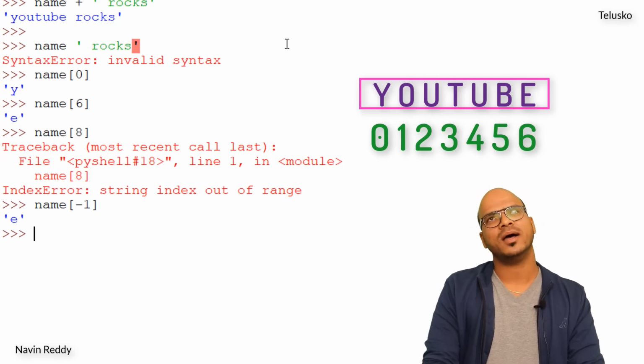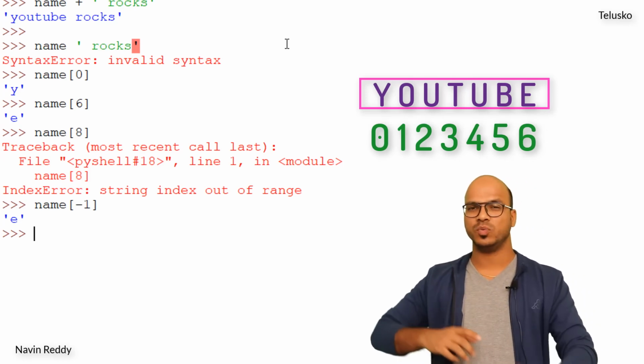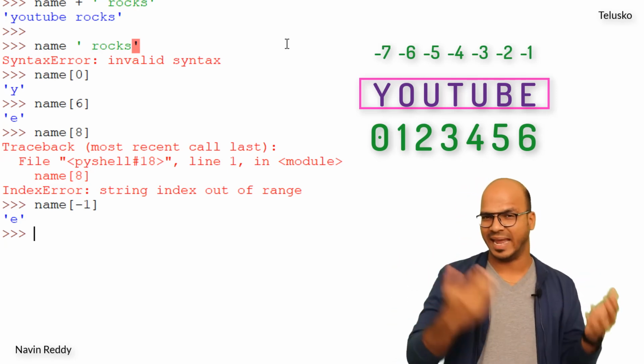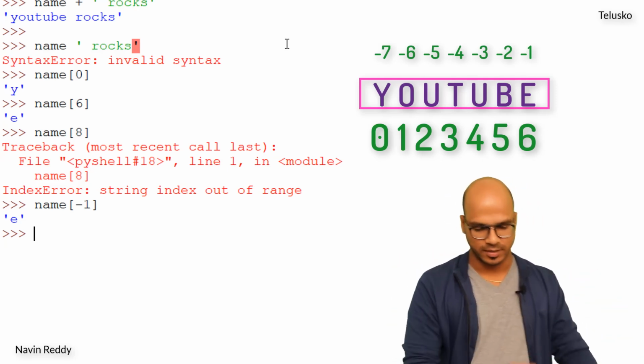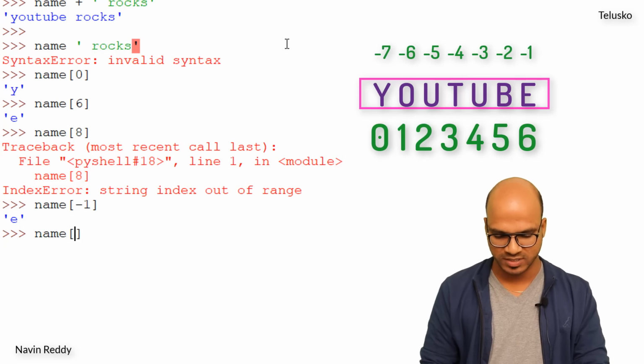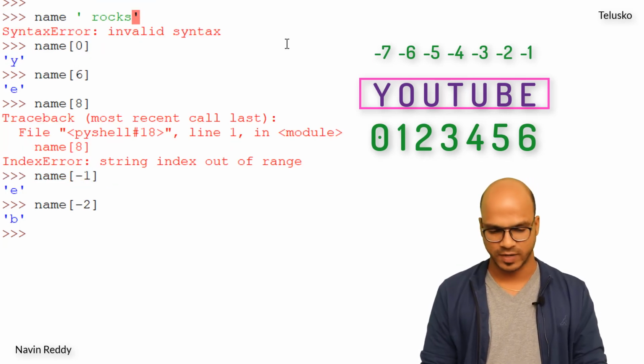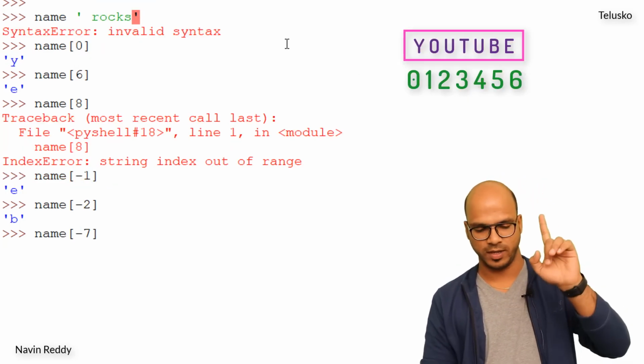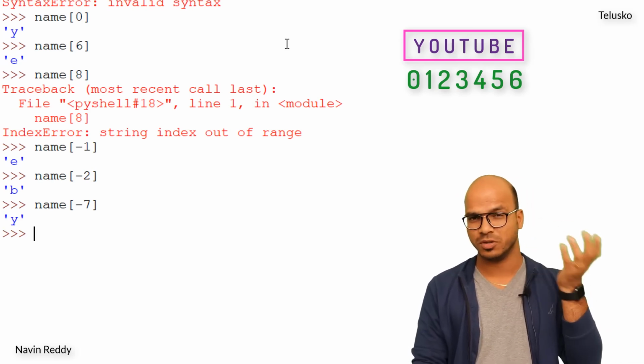Okay, so the answer is, when you use a minus number, it will start from right to left. So it will start with the ending, which is E in this case. That means if I say -2, it will give you the second last letter, which is B. That's right. And if I say -7, which will be the first one, right, which is Y. Oh, it works. It goes in reverse order now.